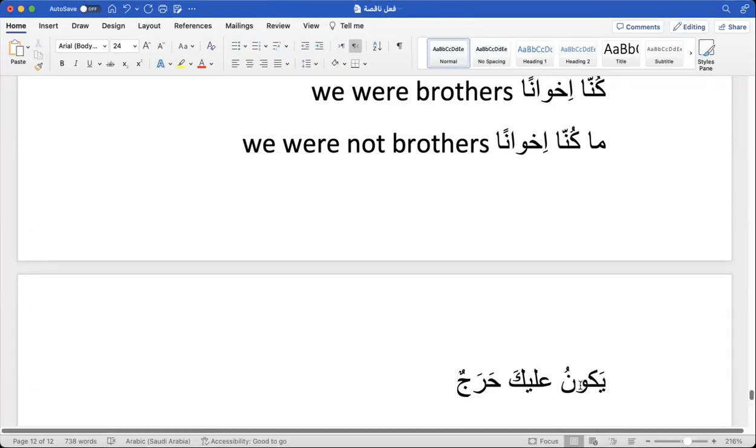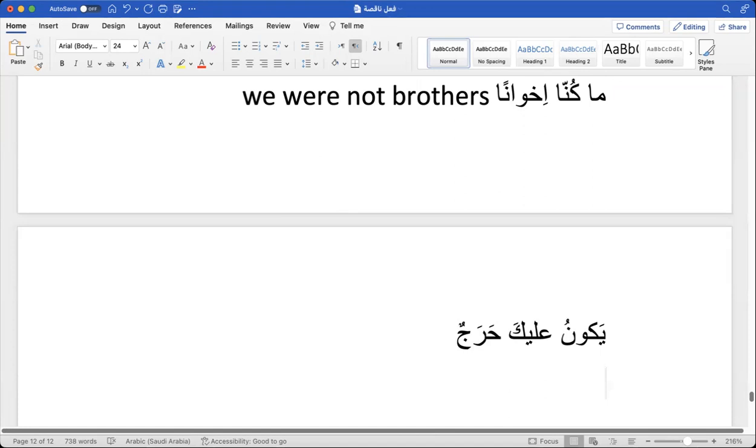Yakunu. Here yakunu is maybe "he is not." You will not say "he is," right? You will not say "it is," right? Because the context is something non-human. So yakunu can be translated as "he is" or "it is" based on the context. There is a non-human context here, and it is "it is." Now, how will you translate yakunu alayka harajun? Whenever you have a sentence with kana yakunu, you'll always use "there." Okay, "there is" is easy.